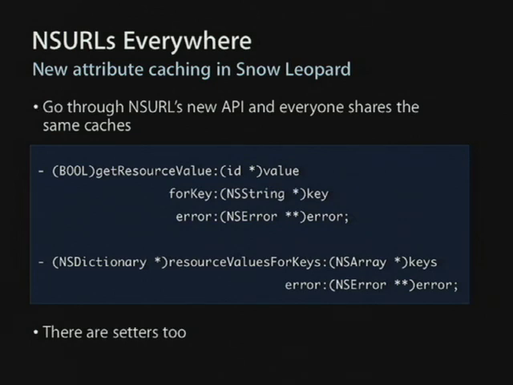So what we're doing new in Snow Leopard is we're adding a bunch of new API to NSURL for getting and setting what we call resource values. URLs locate resources, and resource values are the values of the attributes of those resources. So a couple of the methods look like getResourceValue:forKey:error:, or a batched version of that, resourceValuesForKeys:error:. And of course, there are setters, too.